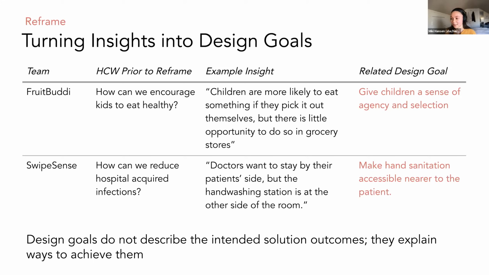So you can see that the design goal doesn't describe the intended solution outcome. It actually explains ways you can achieve them. So like the how of meeting the how can we statement.